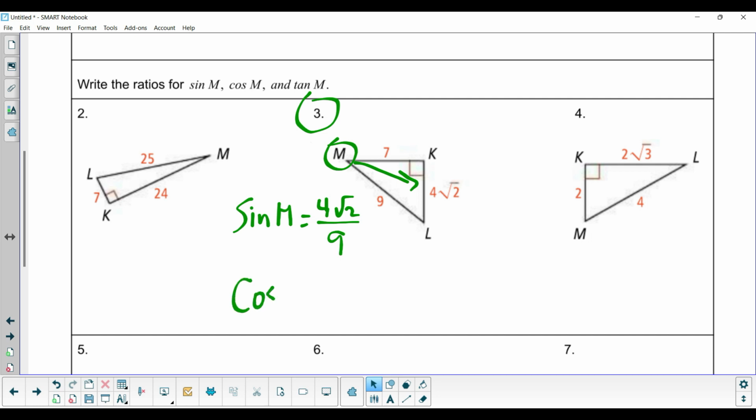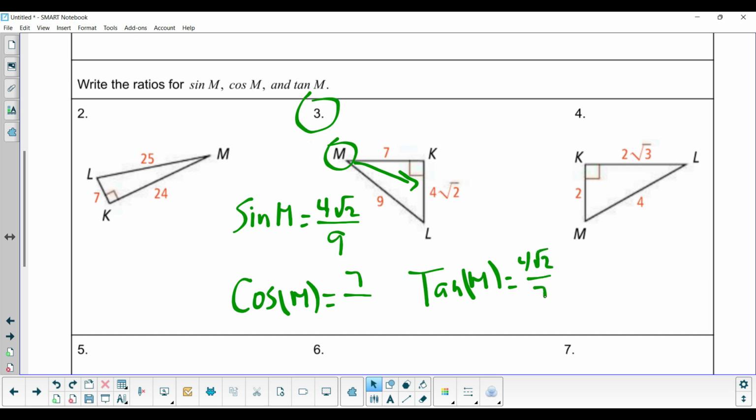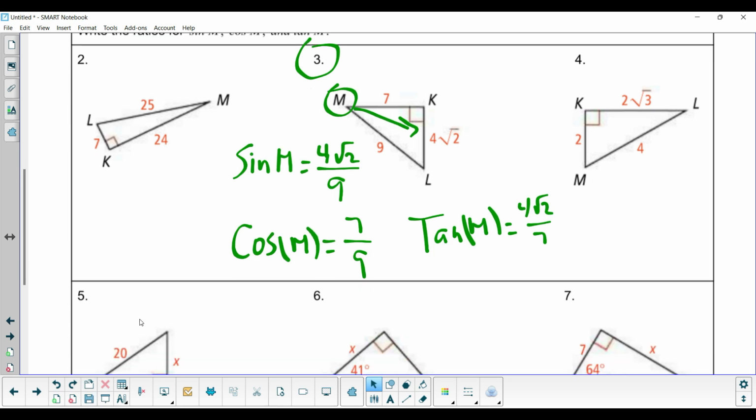Now cosine is adjacent, so 7 over 9. Done. And then tangent of m, that is your opposite over your adjacent. That's it, guys. It doesn't matter that you have a square root. It didn't change anything. It's just your number looks weird. So don't be afraid of square roots, guys. I will discuss how you should solve a question when you have a square root in the denominator of a fraction, but that will be later on.